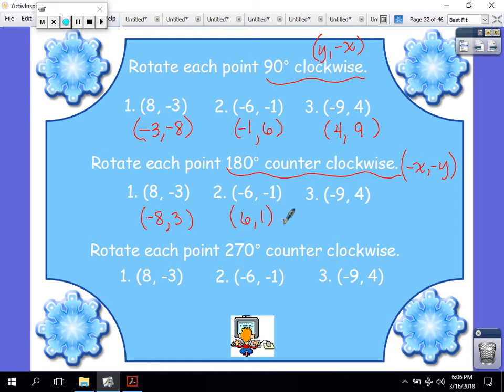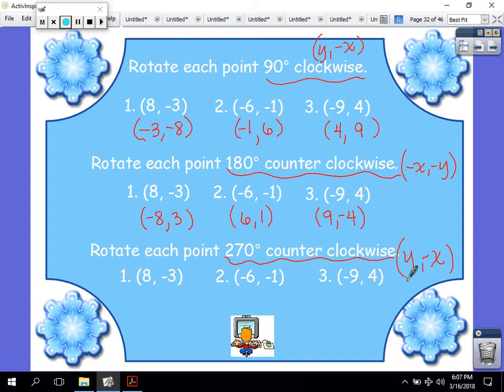All right, and number 3, -9 becomes +9 and 4 becomes -4. How'd you do? Awesome. All right, the last row is 270 degrees counterclockwise. So we go up to our table and find the counterclockwise column, find 270, and you'll see that it's the same as our first rule. It's the same as 90 clockwise. So it's, again, y, comma, opposite x.